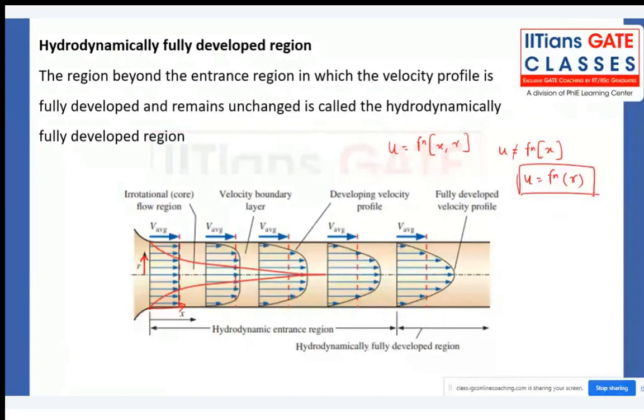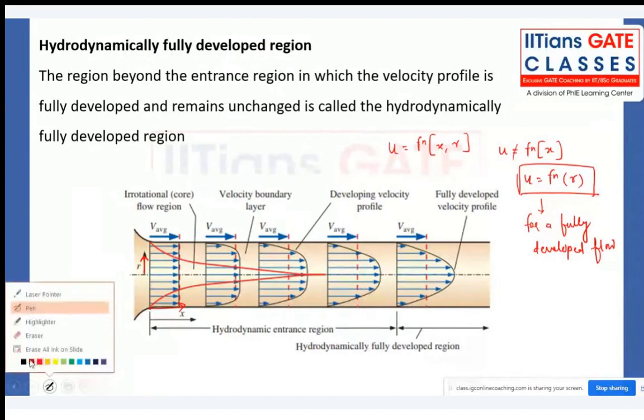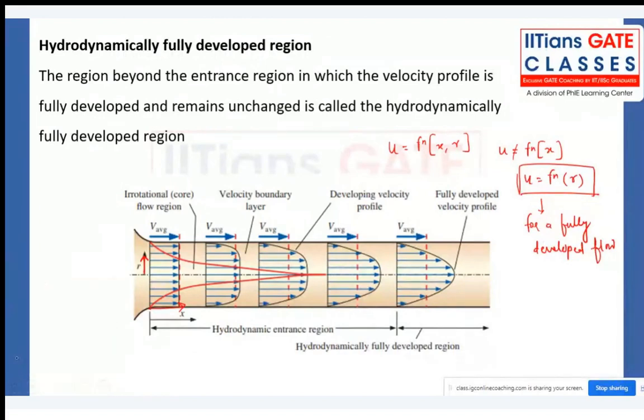For a fully developed flow. The region beyond the entrance region in which the velocity profile is fully developed and remains unchanged is called the hydrodynamically fully developed region. That is very, very important.